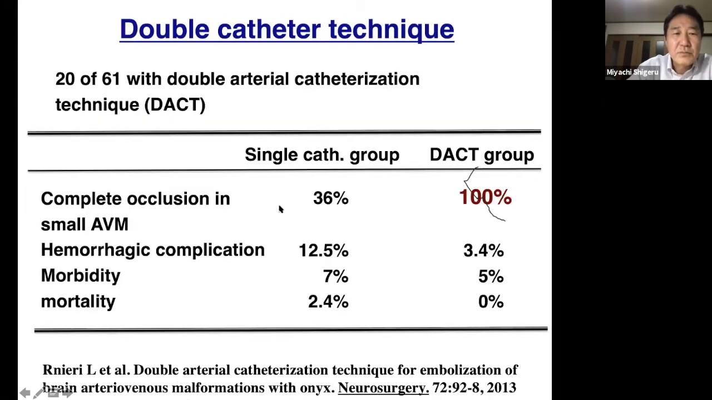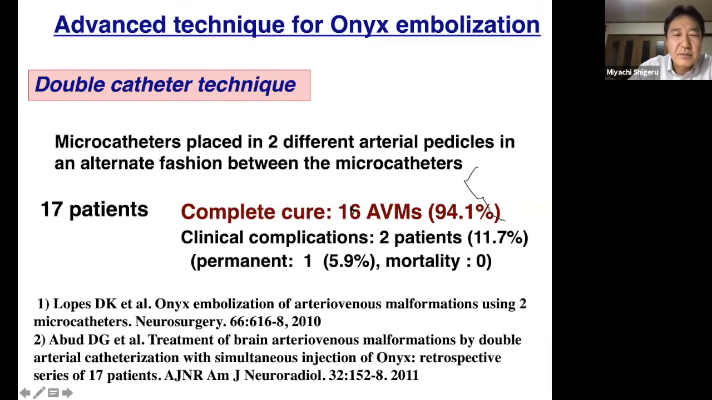And this is so very effective, and the double catheter technique achieved 100% occlusion, according to his paper. And another paper reports 94% complete cure. So such an advanced microcatheter technique will increase the complete cure rate in Onyx embolization alone.